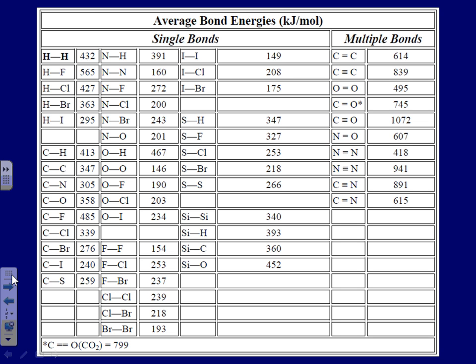Remember, it's endothermic if you're breaking bonds, which means they'll have a positive sign, and it's exothermic if you're forming the bonds in the products. That'll give it a negative sign, okay?